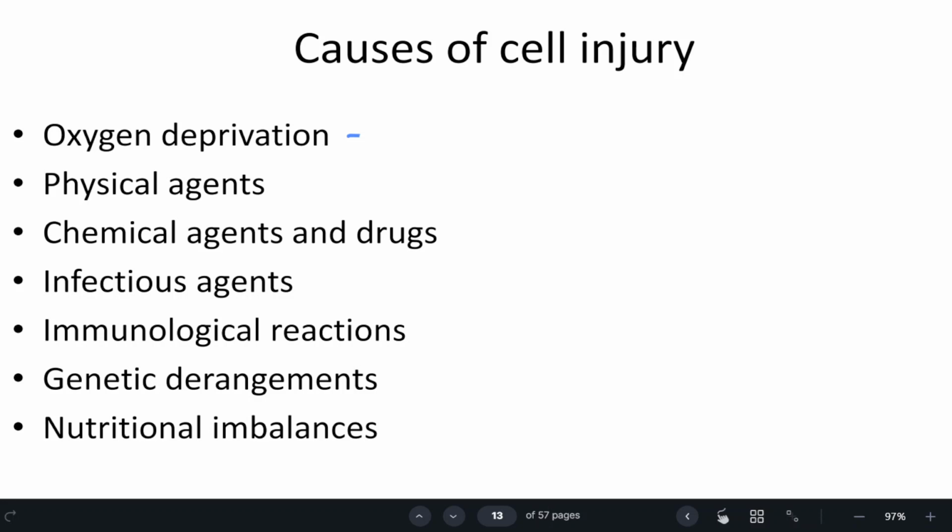So let us discuss cell injury too. There are several causes of cell injury. One is oxygen deprivation. Oxygen deprivation can be due to hypoxia as well as ischemia.